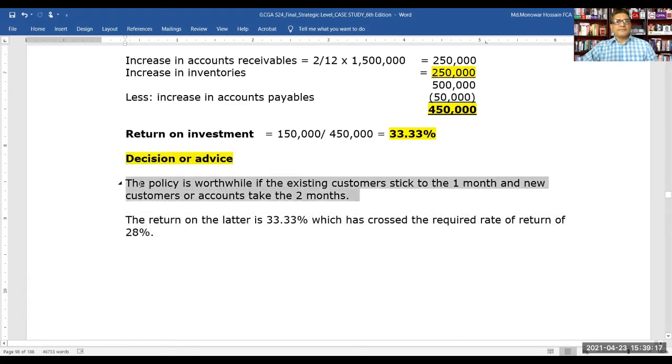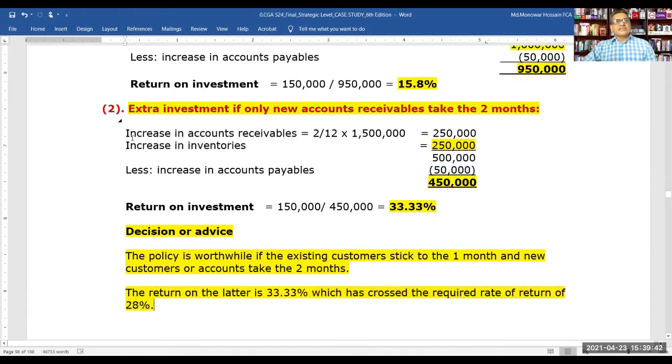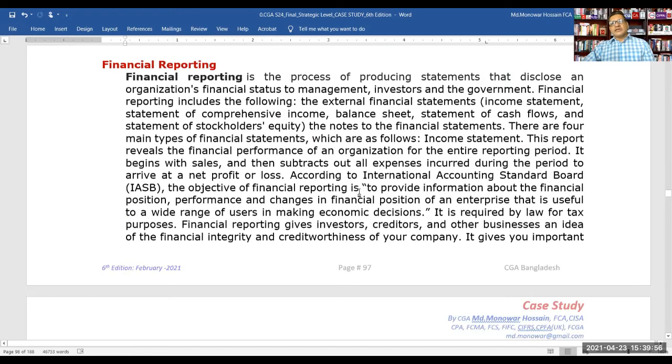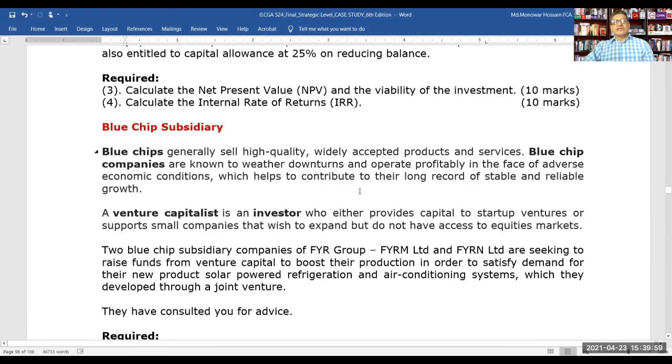Number 1, the policy is worthwhile if the existing customers stick to the 1 month and new customers or accounts take 2 months. So here it is saying that the return on the latter is 33.33%, which has crossed the required rate of return of 28%. So this second option should be adopted or accepted for the policy. So this is your decision or advice to your CFO. So we have completed 2 items here, and the total as per the model question, 15 marks, we completed here.